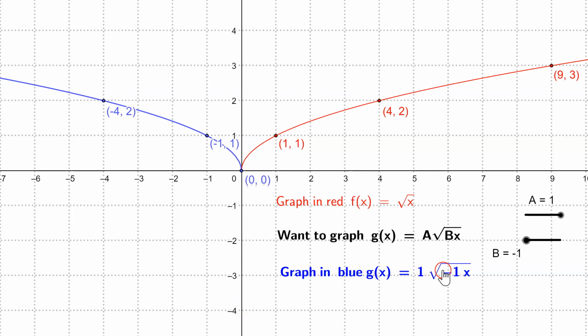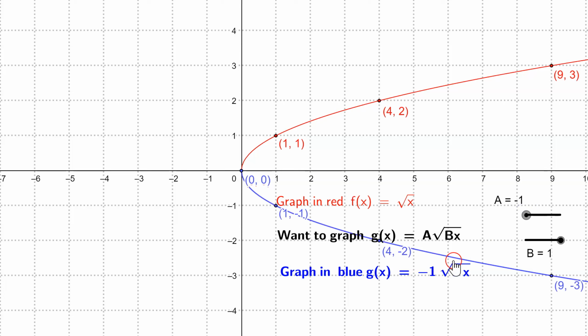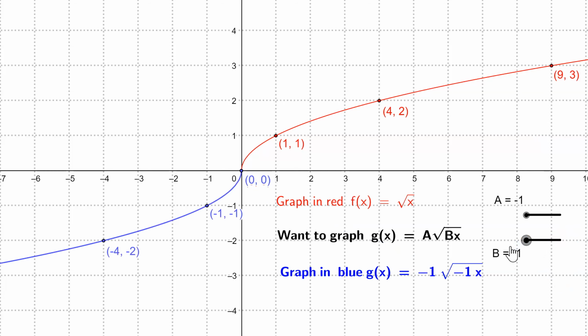So to review, multiplying by a -1 inside the function is a horizontal reflection in the y-axis, but multiplying by a -1 outside the function is a vertical reflection in the x-axis. And then we could have them both be a -1. So here I have a vertical reflection and a horizontal reflection.